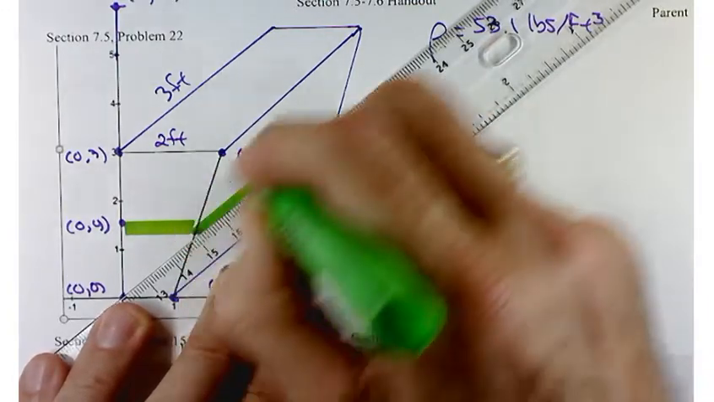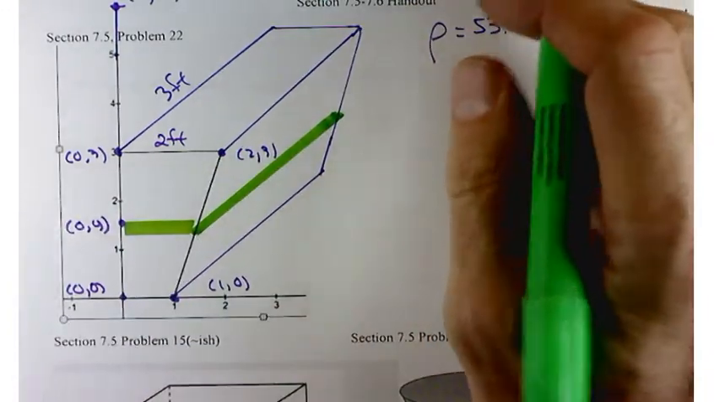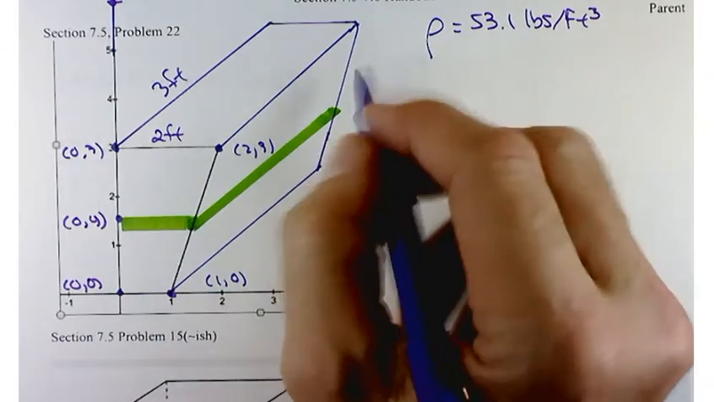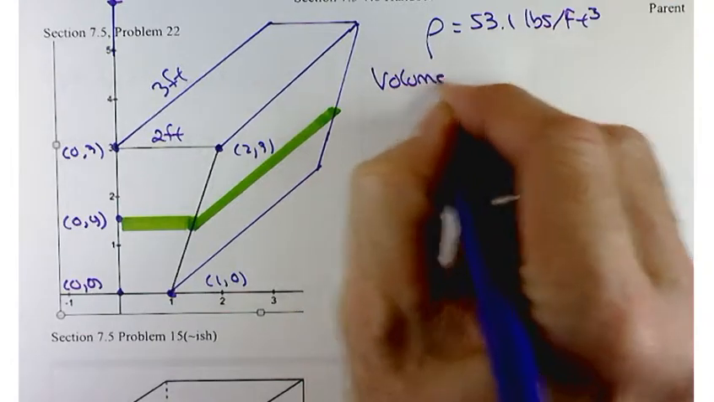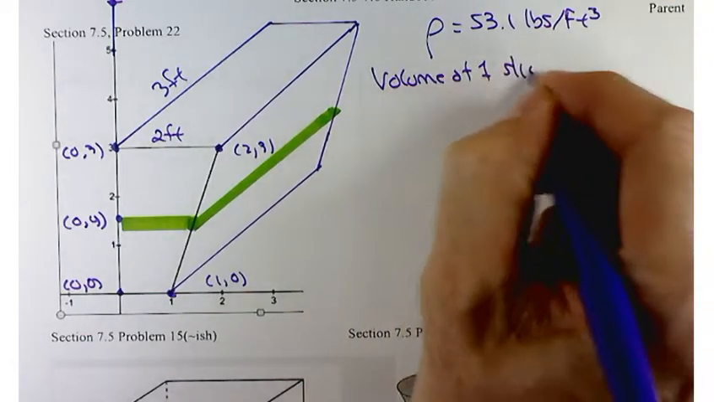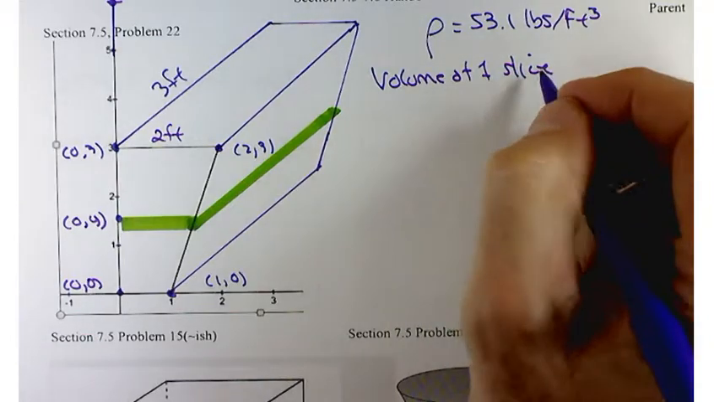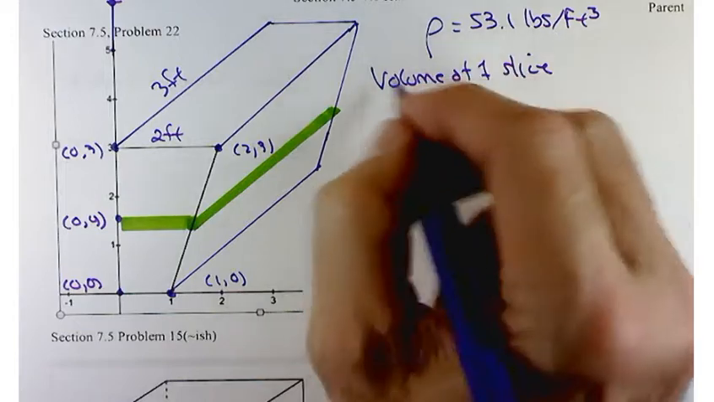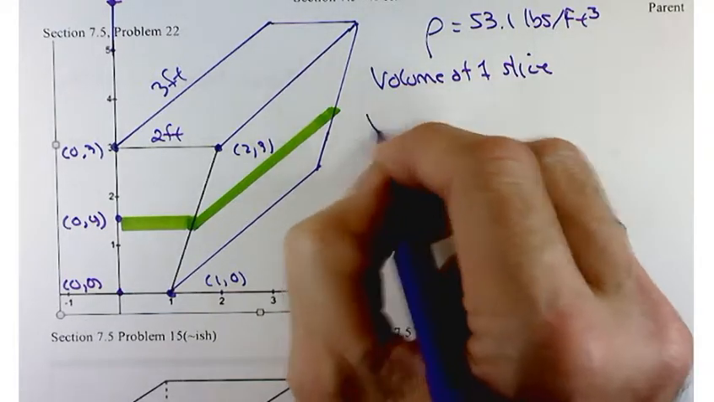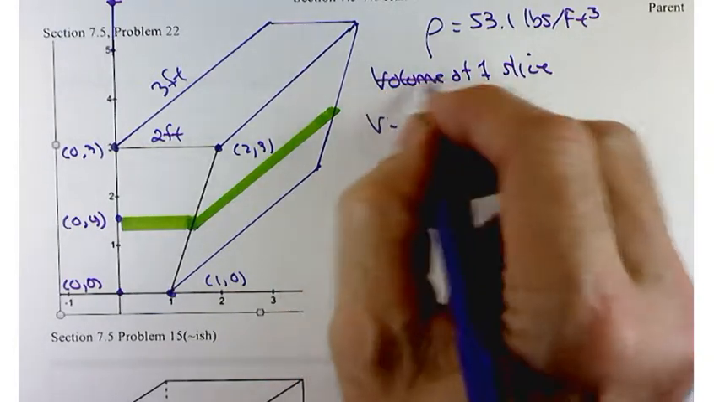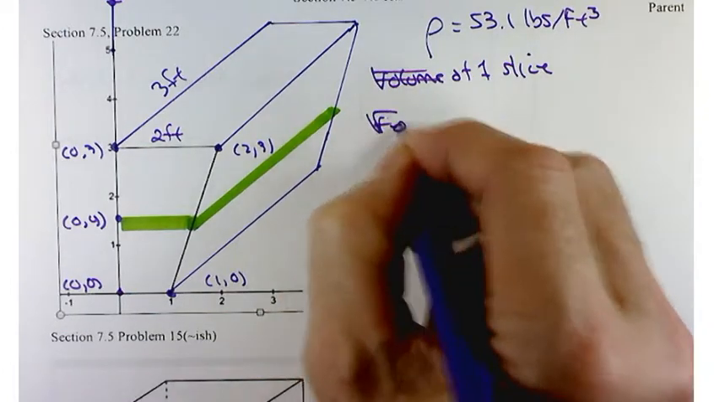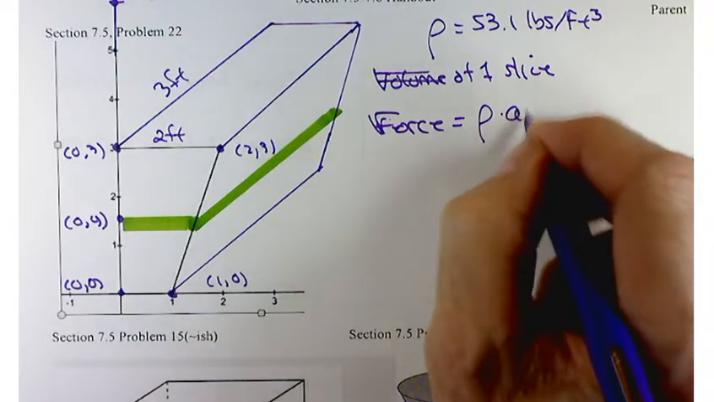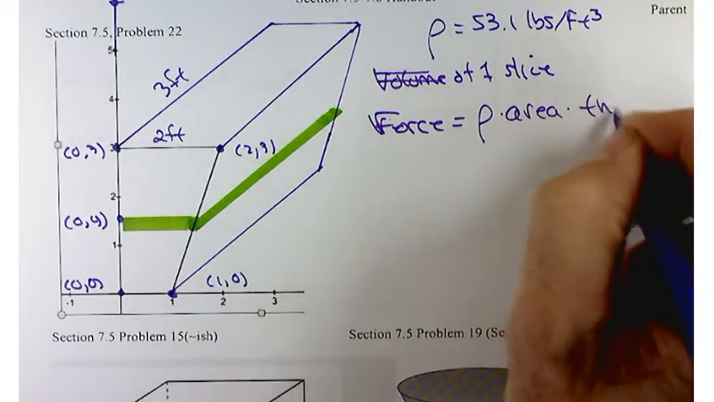So there's our one slice. Volume of one slice. So the volume of one slice, or maybe I should just put the force on one slice and throw in the density. Volume is, now let me be consistent. Force on one slice. Force is going to equal the weight density times the area times the thickness.